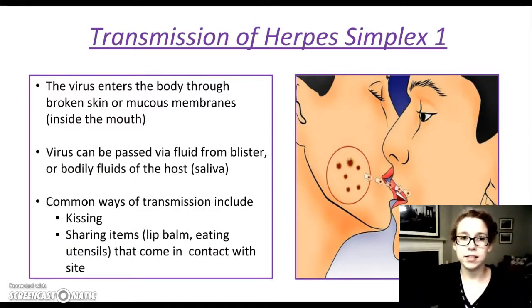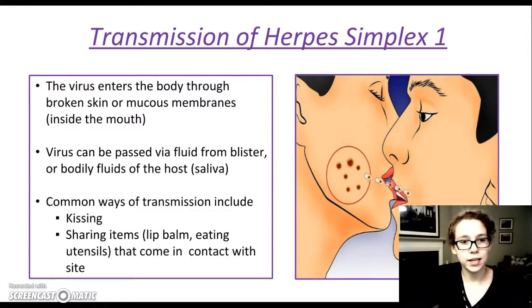Usually the virus is shed and is passed to other hosts while there is a fever blister present. The virus can be passed from the fluid that's inside of the blister, which is very contagious, or it can also be found in other bodily fluids of the host, such as saliva. So even things that don't come in contact with the fluid of the blister can still be contagious.